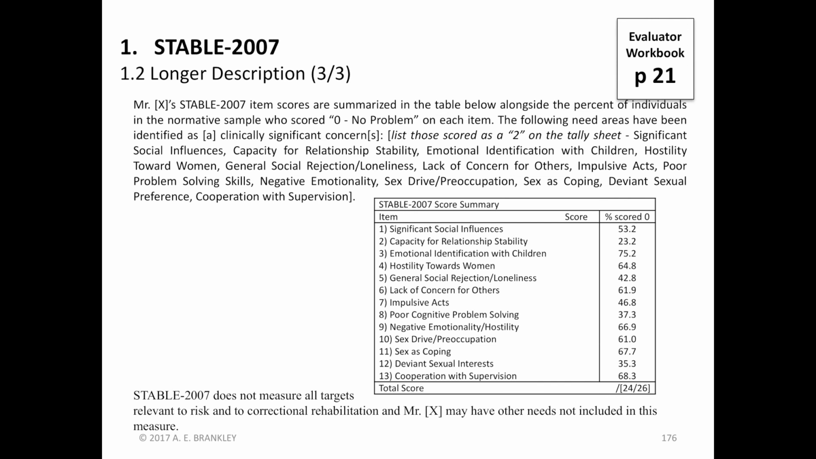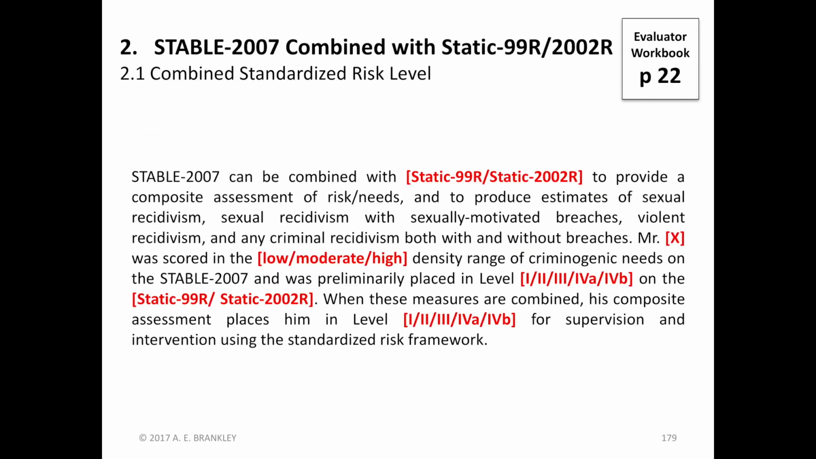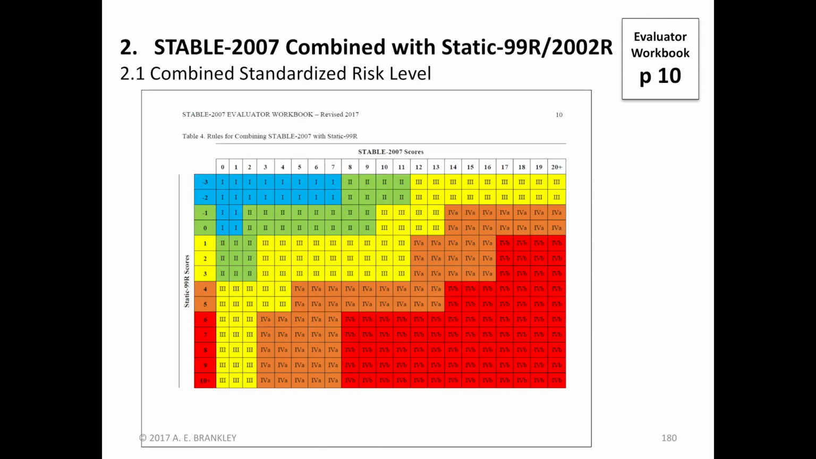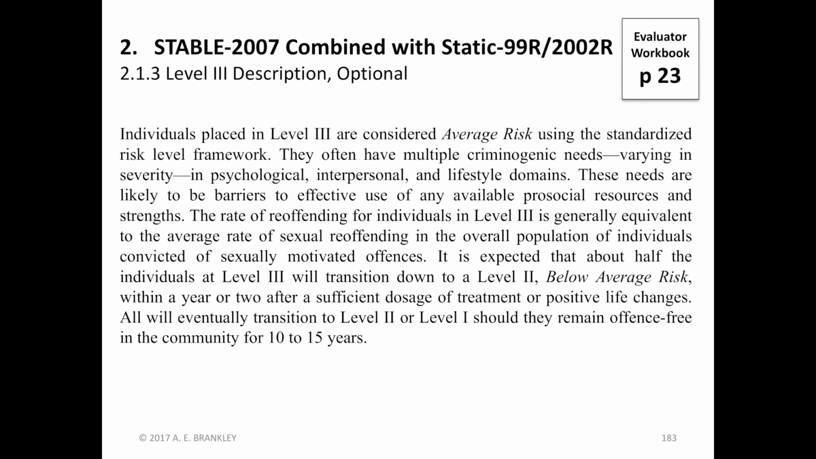A score of 1 is more abnormal on emotional identification with children because 75% score a 0. A score of 1 would be more normal on deviant sexual interest, where only 35.3% score a 0. If you are integrating Stable with Static, you can then use the following 3 templates. First, describing their combined risk level, providing some background information, and then placing them using the table on page 10. Like MMPI or PAI reports, you can also provide a standard description of their standardized risk level. For example, someone placed in level 3 could have this paragraph added to their report.